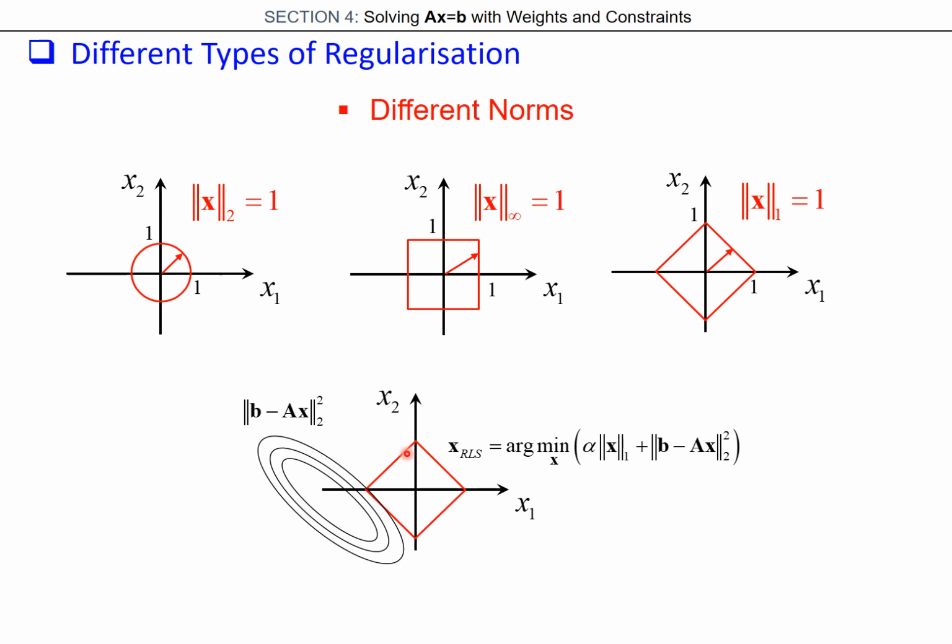Because this contour allows you to have x1 equals 0 or x2 equals 0, it is possible in this case that you get x_RLS, this particular solution vector, which will be sparse, i.e. it will have zeros in it, many more zeros than if alpha was equal to 0. And that sparsity has many implications, which you can go online and read about if you're interested.